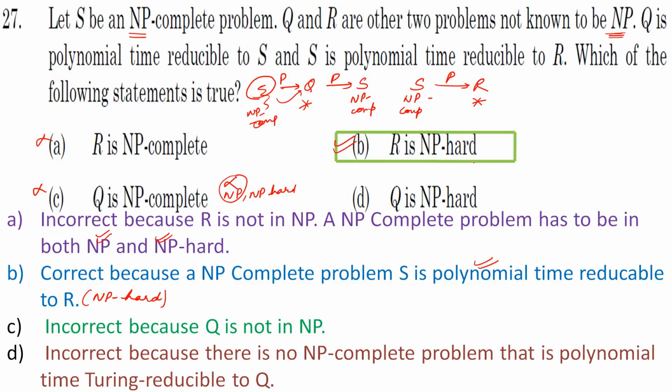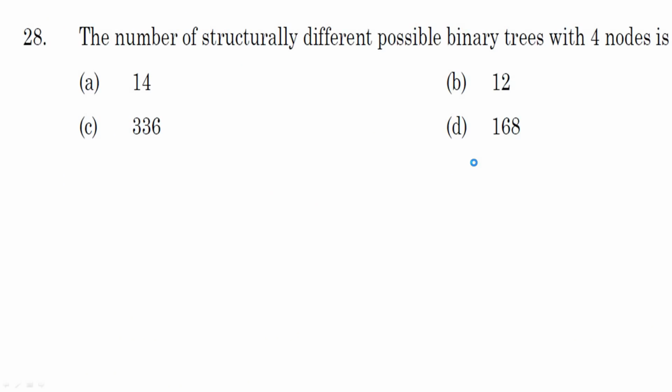R is NP hard. Okay, next. Okay, the number of structurally possible binary trees with 4 nodes.